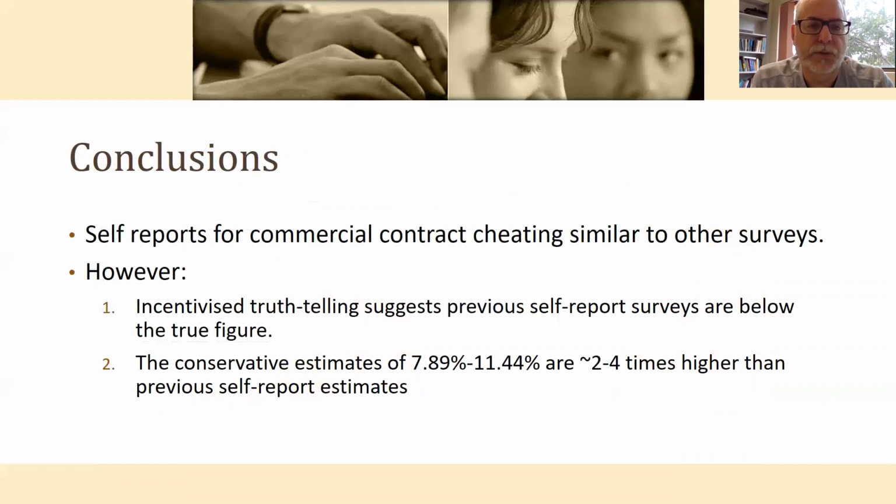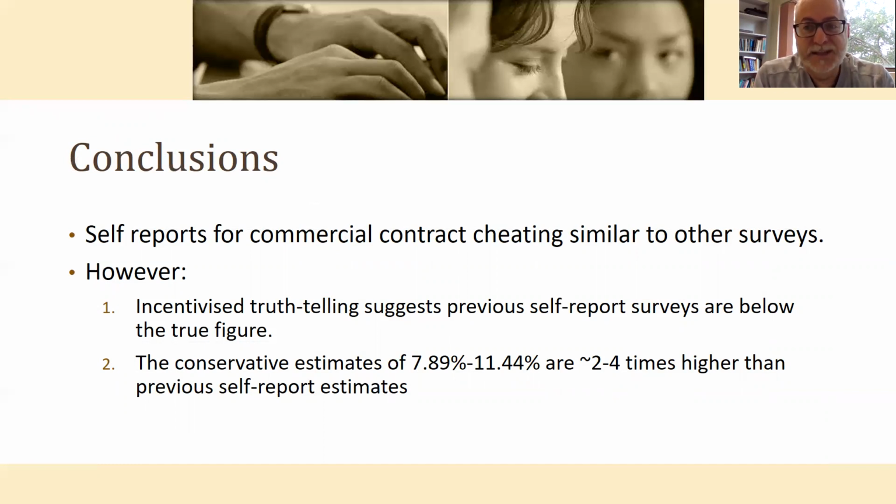Okay, so the self-reports for commercial contract cheating in our study with essentially the control group, the survey as usual group, were very similar to other contract cheating surveys. About 3.5% of students admitted to doing one or both of the 2 behaviours that we looked at. However, the incentivised truth telling suggests that the previous self-reports are below the true figure because they were mostly higher, and significantly so in some cases.